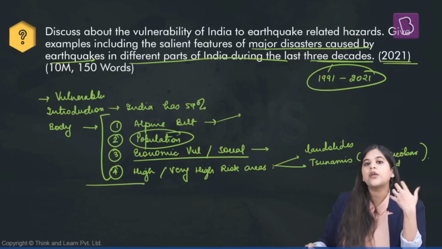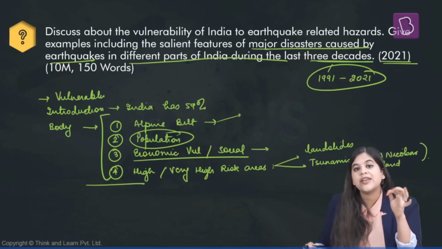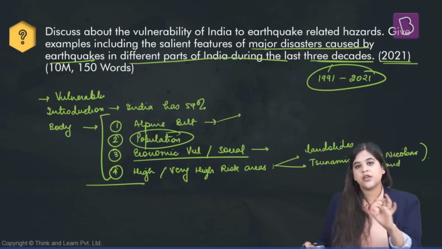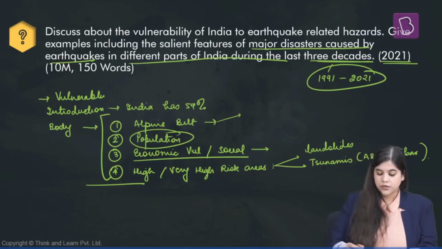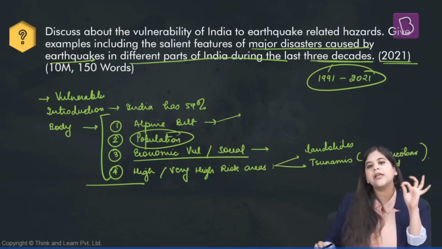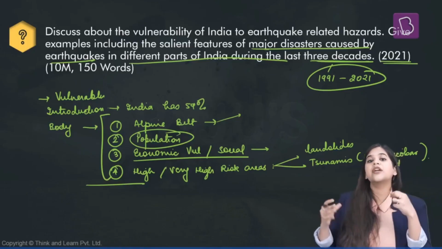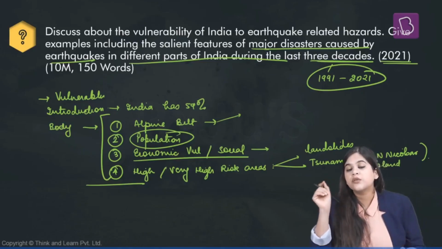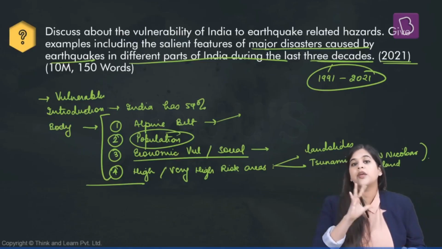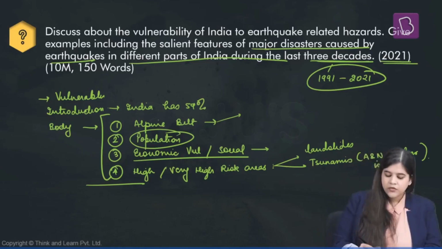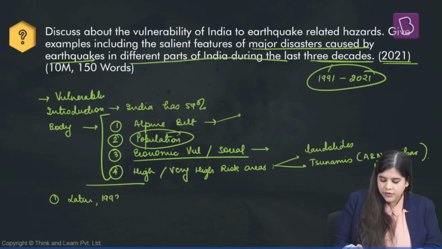In the second part, you need to give examples of the various disasters that have struck with a few features related to those earthquake disasters. Here we only need to talk about the major events. There have been hundreds and thousands of earthquake events that have occurred in the past 3 decades, but we'll talk about only a few major events. First, we'll talk about the Latur earthquake of 1993.